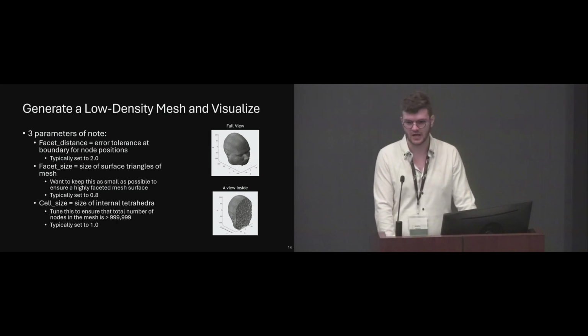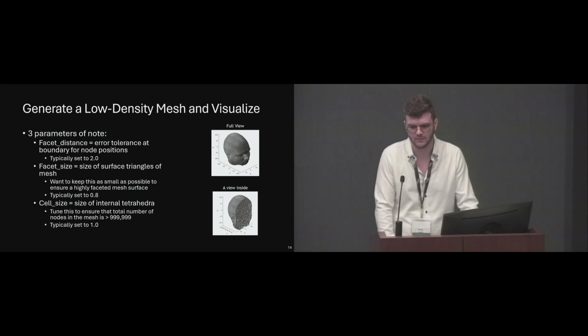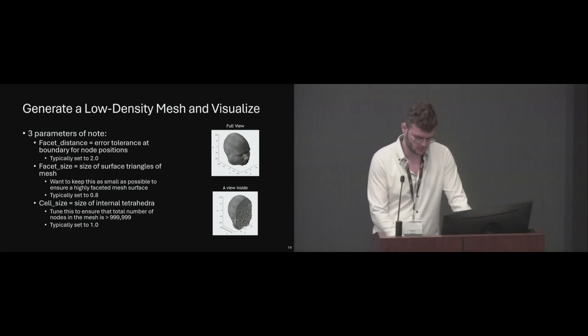And then the cell size, which mediates the size of the internal tetrahedra. This is the parameter that we primarily tune to differentiate between low-density and high-density meshes. For high-density meshes, you always want to ensure that the number of nodes within your mesh is less than 1 million. If you have more than that, it can cause issues with the NIRFASTer code. So if you're generating meshes on your own, whenever you get to that HD mesh generation part, just take a look at the number of nodes inside your mesh, make sure they're less than 1 million, and you'll be good to go. Our default for that is set to 1.0.